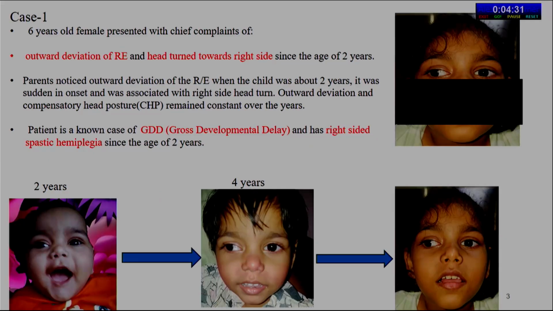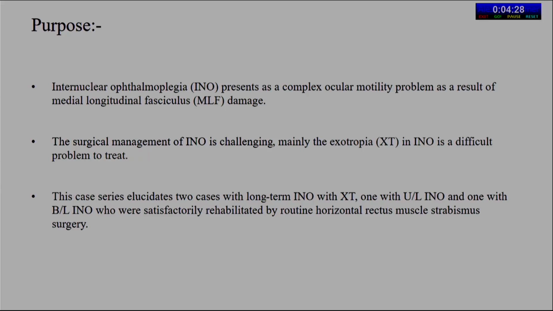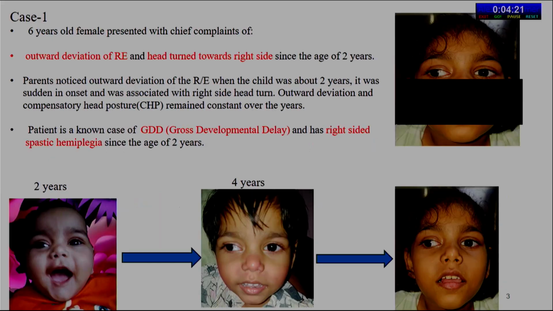So, this case series elucidates two cases with long-term INO with exotropia, one with unilateral INO and one with bilateral INO. My first case is a 6-year-old female who presented with the complaints of outward deviation of the right eye and head turned towards the right side since the age of 2 years. The patient is a known case of GDD and right-sided spastic hemiplegia since the age of 2 years. The deviation of the eye and head turn developed at the age of 2 years, with the episode of the spastic hemiplegia.